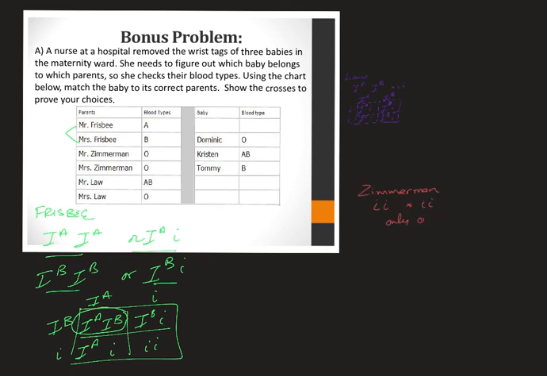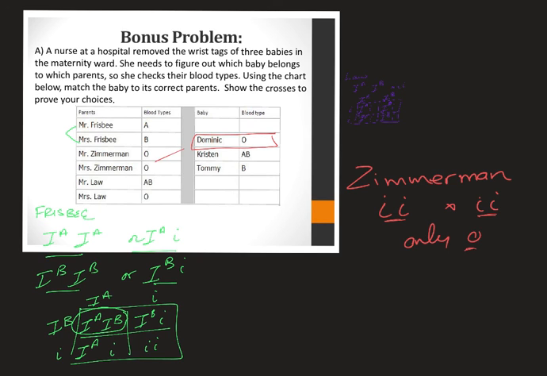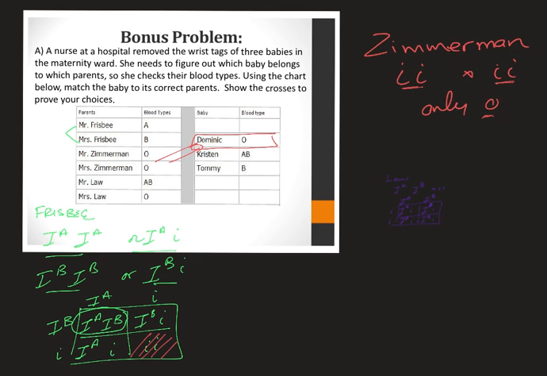If we look at the Zimmermans, they're the easiest ones. Because they are only blood type O, they're only going to be that homozygous recessive, so they can only produce blood type O. So we can almost for sure know that Dominic here is the baby of the Zimmermans. So we know that Dominic is only the Zimmermans, which means if we go back to the Frisbees, we can cross them out as the blood type O, because the Zimmermans are the only ones that can produce a blood type O baby.